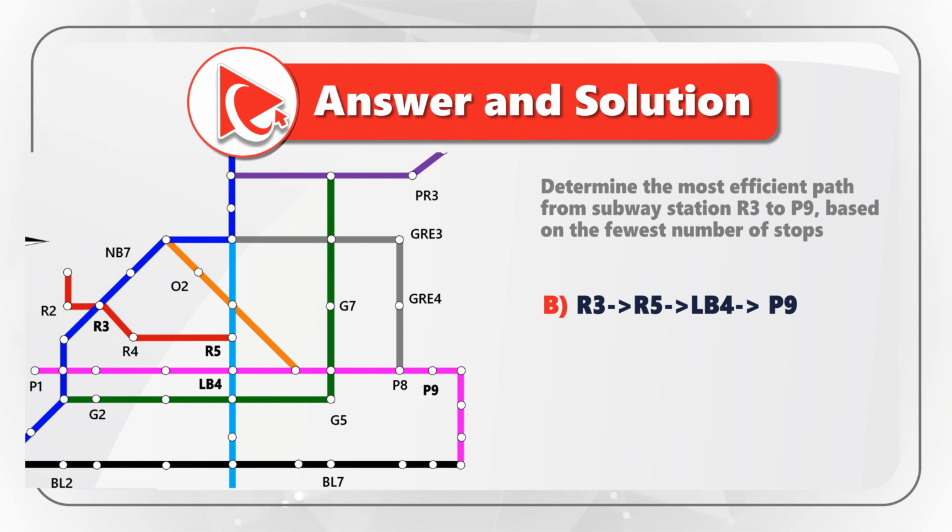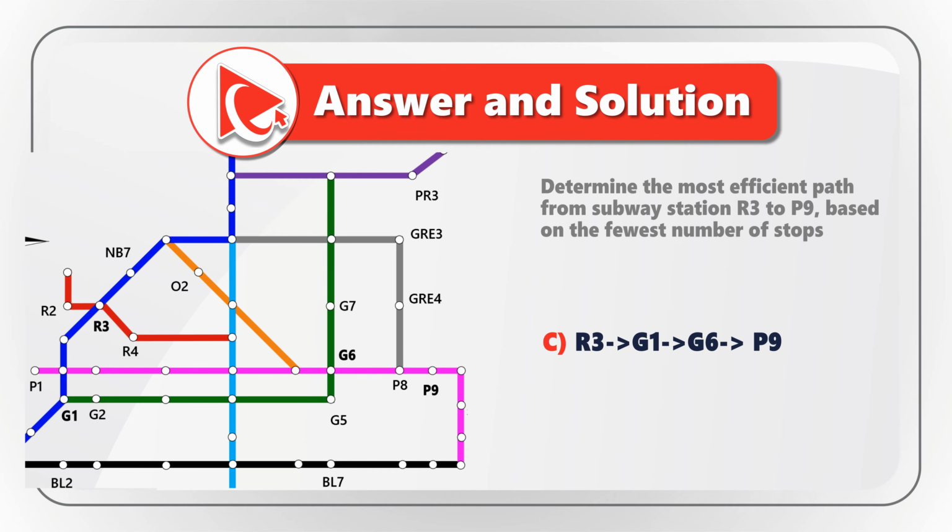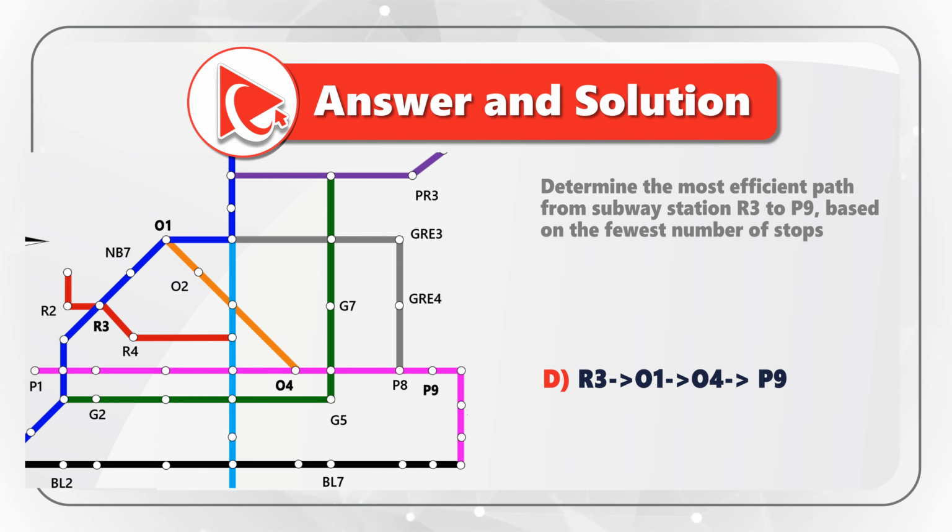Let's look at choice B. Here we're going through a little bit different path. Let's count how many stations we have to go through. And we go through 1, 2, 3, 4, 5, 6, 7 stations. Now let's look at choice C. Here we have to go through 1, 2, 3, 4, 5, 6, 7, 8, 9, 10 stations. And last choice, choice D, we have to go through 1, 2, 3, 4, 5, 6, 7, 8 stations.